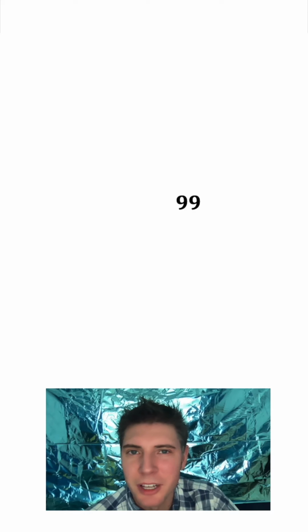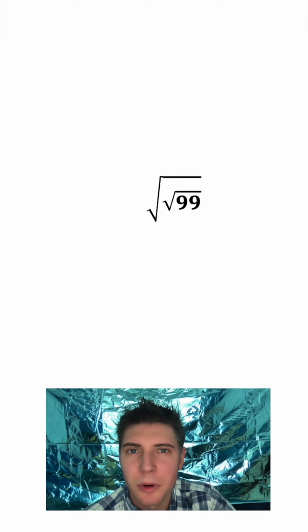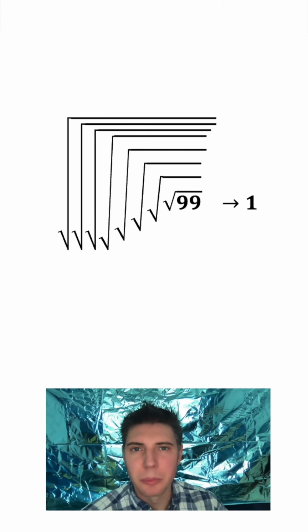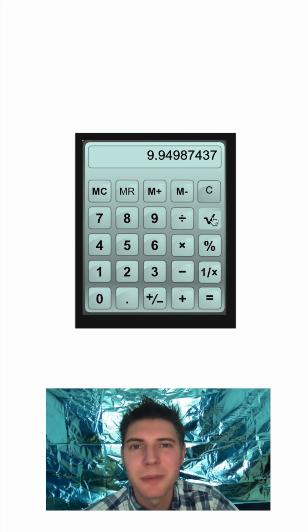If we start with any number like 99, take the square root of it, then take the square root of that, and then take the square root of that, and keep going. As we keep going forever, that is going to approach 1. So if we start with 99 and keep taking the square root, it's going to approach 1 pretty quickly.